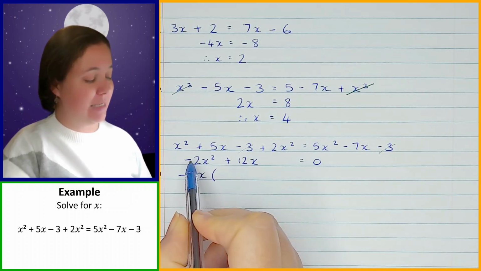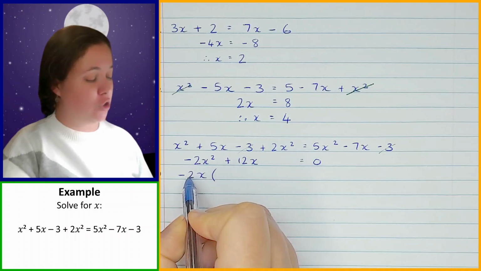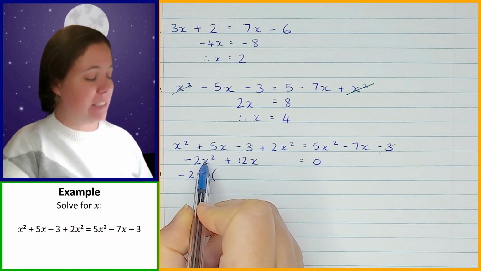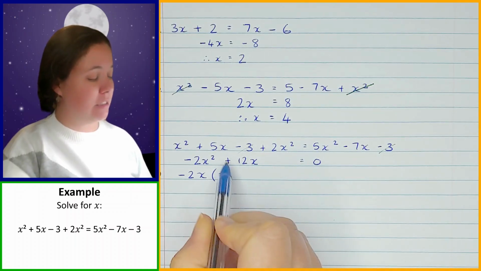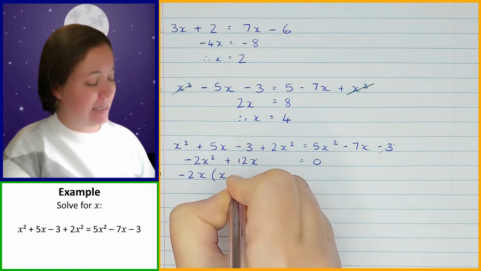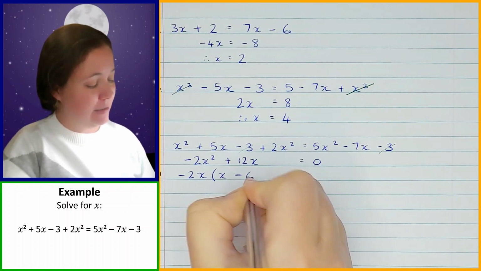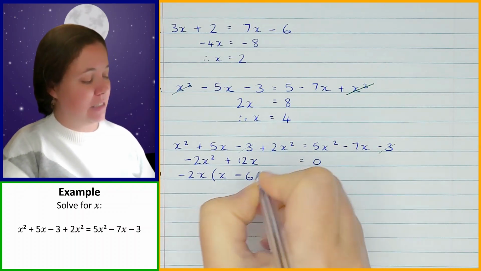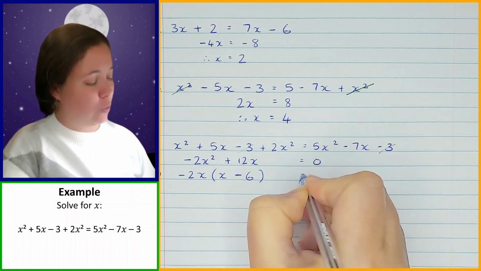So I'm going to divide, and negative divided by negative is positive. 2 divided by 2 is 1. And then x squared divided by x is x. Then over here, a positive divided by negative is negative. 12 divided by 2 is 6. And x divided by x cancels. So I have negative 2x times x minus 6 equal to 0.